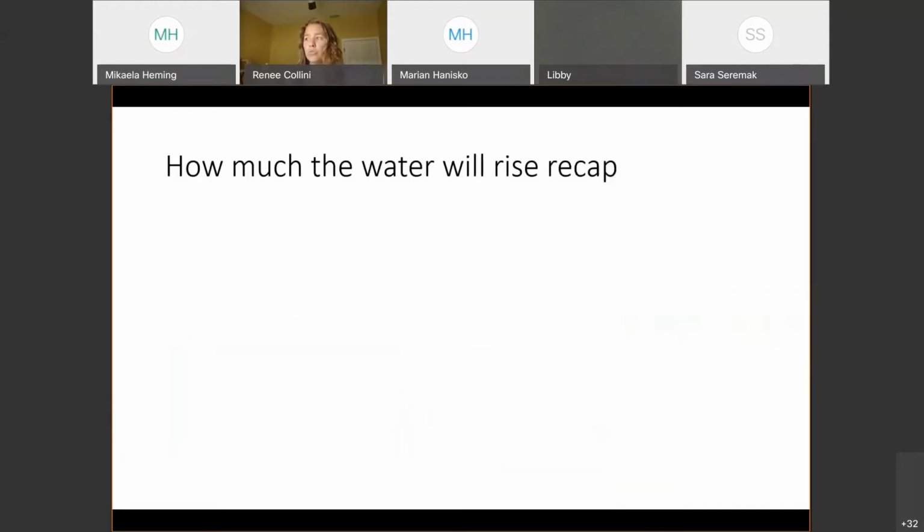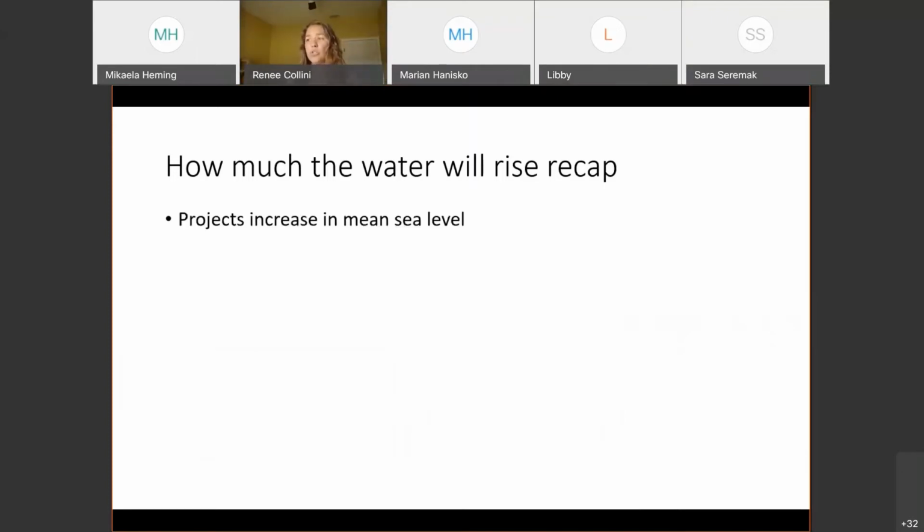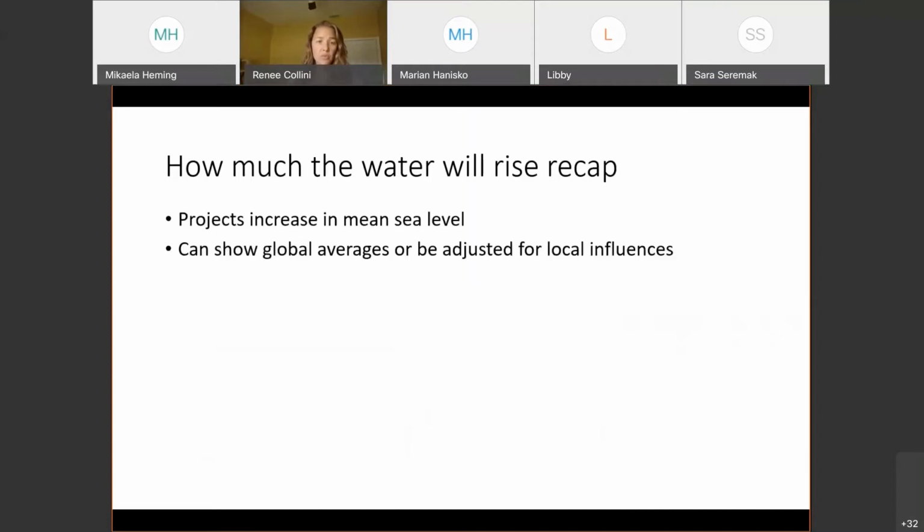So just to sort of recap, remember, there were two types of models overall with sea level rise. The models that tell us how much water might rise, and then the models that tell us what could happen if the water rises a certain amount. So to recap the ones that tell us how much the water could rise, these are projecting that increase in mean sea level. And so they can show global averages when you look at those projections, or they can show localized or adjusted for local influences.